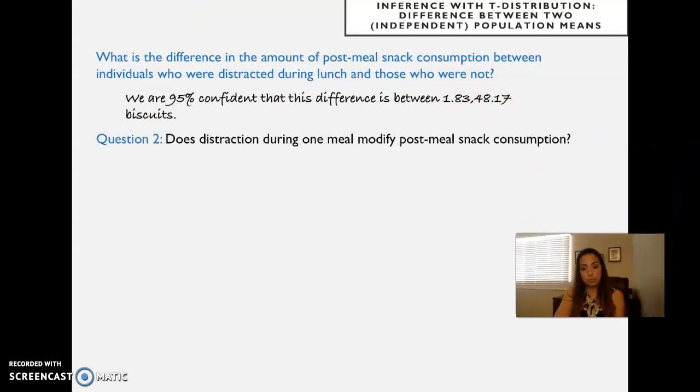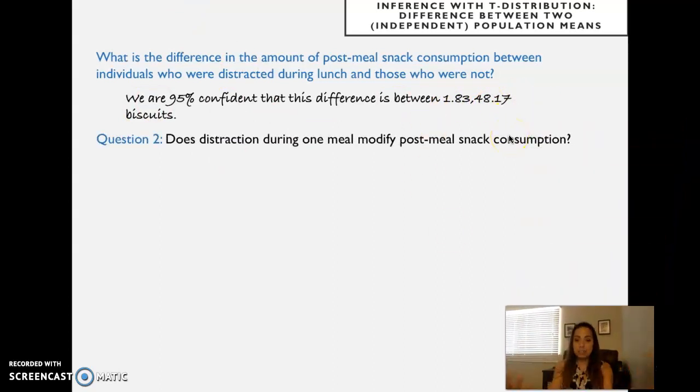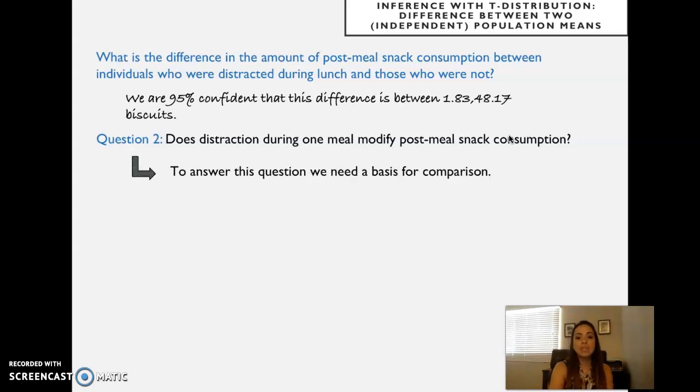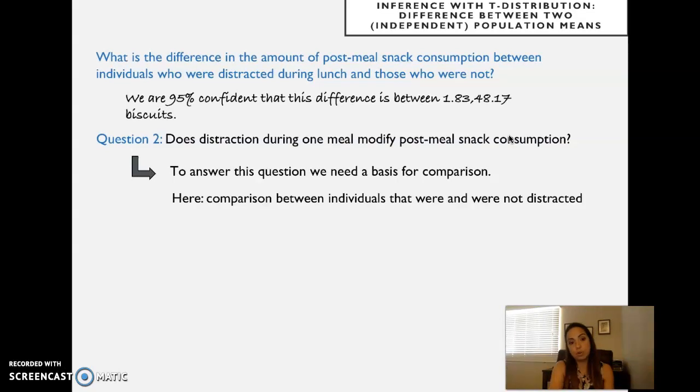Now, question 2. Is this difference statistically reliable, meaning is this difference large enough for me to dismiss the null hypothesis that the difference is 0? There is no difference between a group that is distracted and a group that's not distracted during lunch. So to answer this question, we need a basis for comparison.